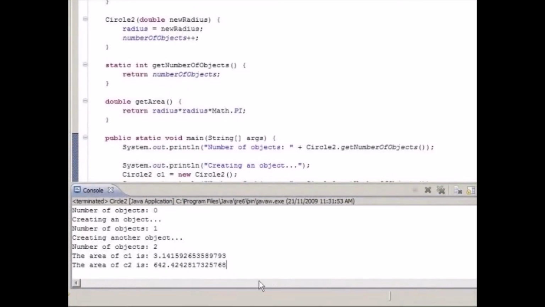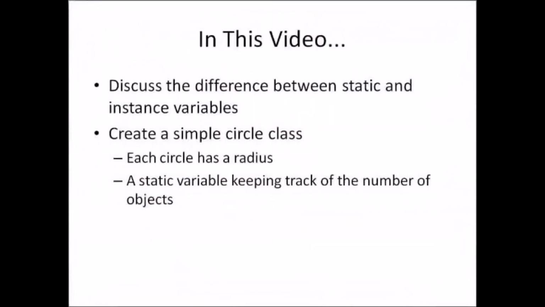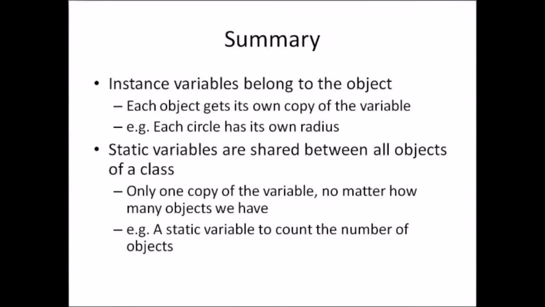So with that, that's really all there is to this video. So quickly to summarize, instance variables belong to the object. Each object gets its own copy of the variable. For example, each circle had its own radius. Each object that we created had its own radius.